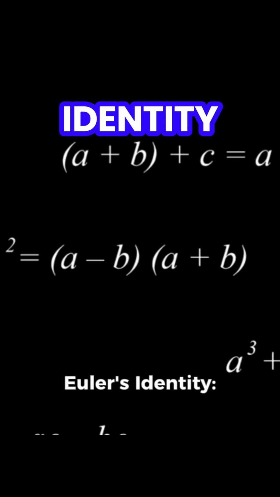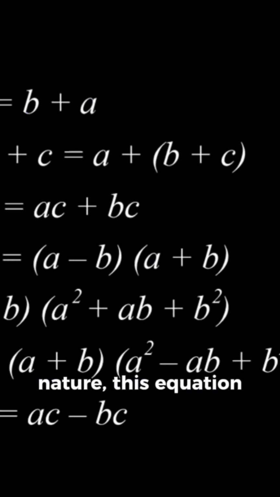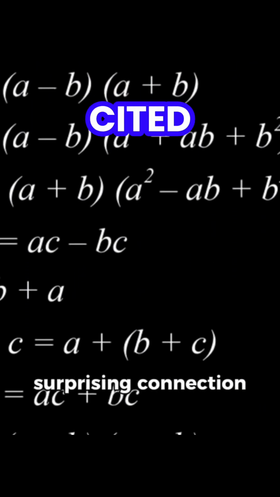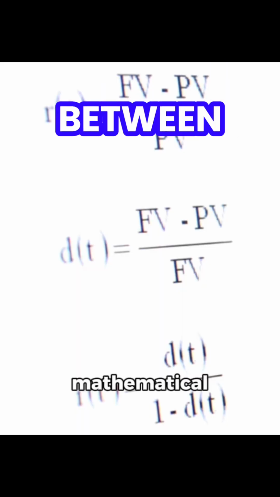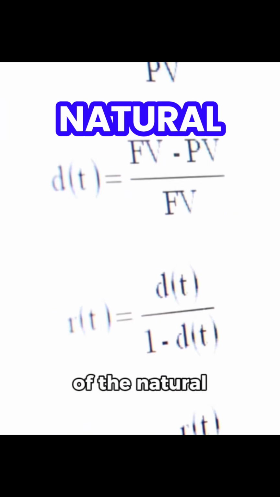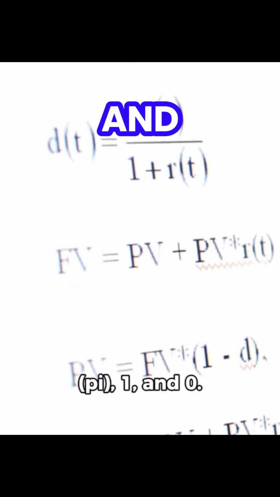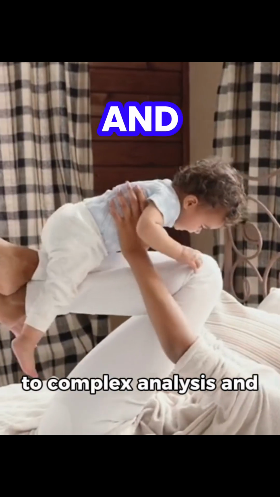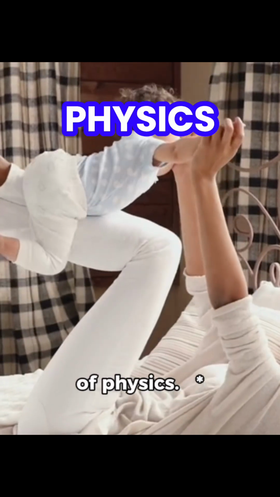Euler's identity. e^(iπ) + 1 = 0. While mathematical in nature, this equation is often cited for its beauty and the surprising connection it establishes between five fundamental mathematical constants: e, the base of the natural logarithm, i, the imaginary unit, π, 1, and 0. It has deep connections to complex analysis and Fourier analysis, which are crucial in many areas of physics.